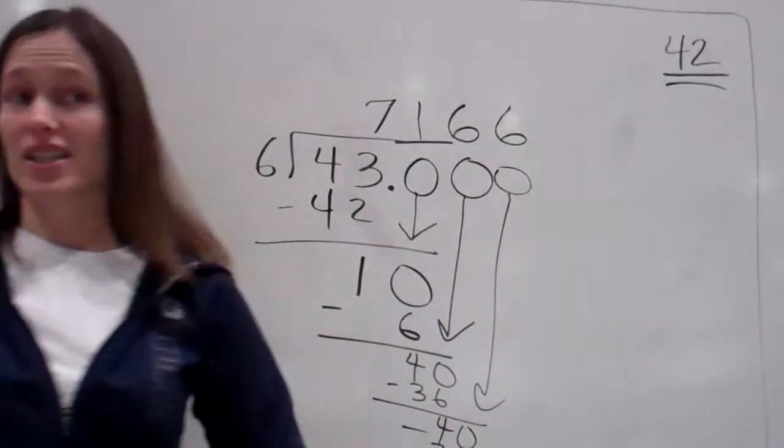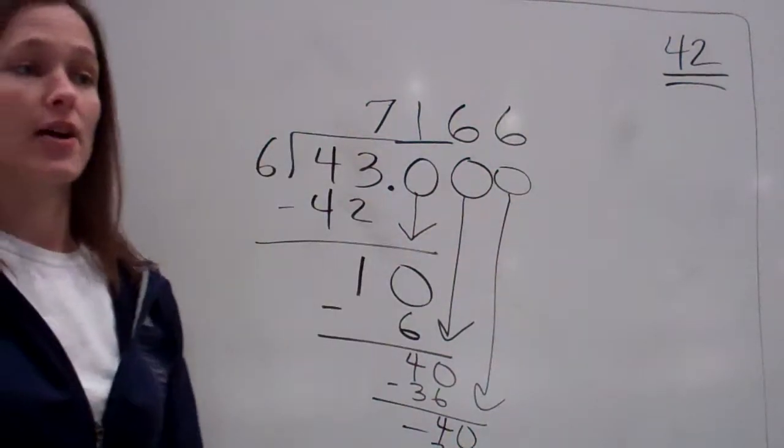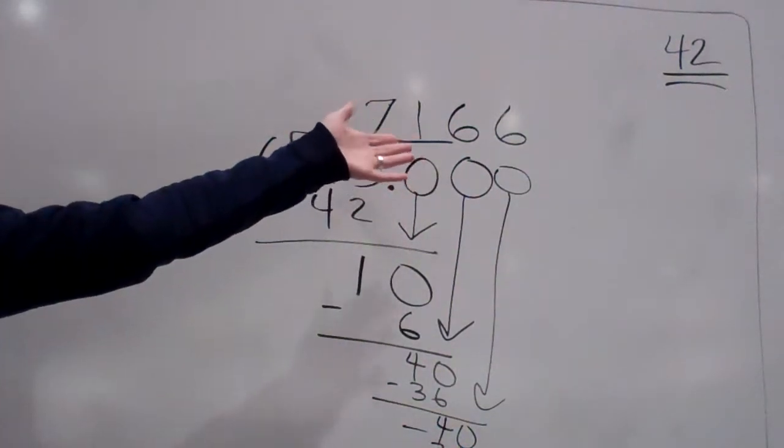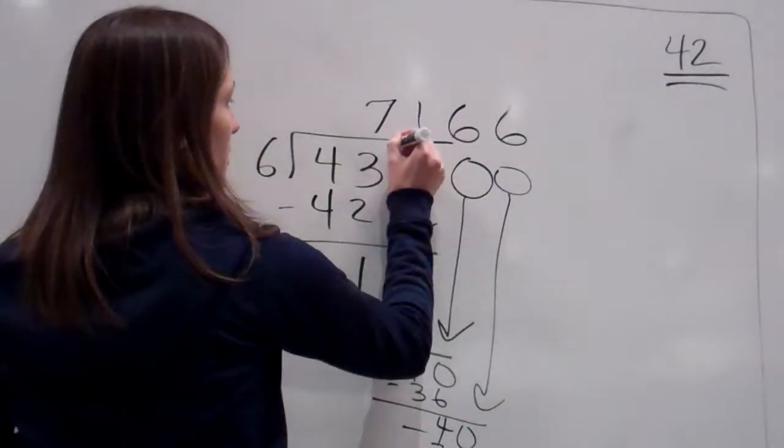It's just going to keep going. And what's going to keep happening? I'm going to keep getting a 4 as my answer at the bottom. Then I'm going to have to add a 0 and bring it down. And we're going to keep doing 6 over and over and over again. Okay? So I'm going to bring my decimal up.